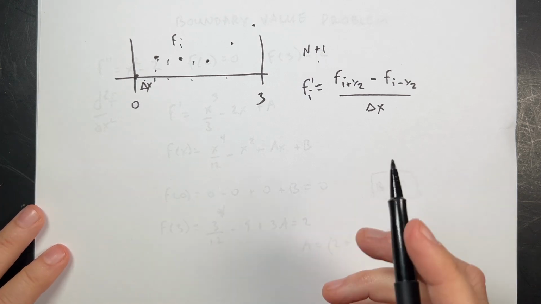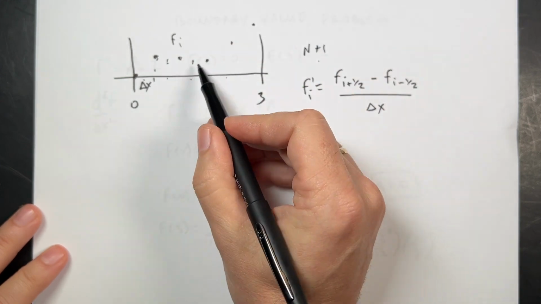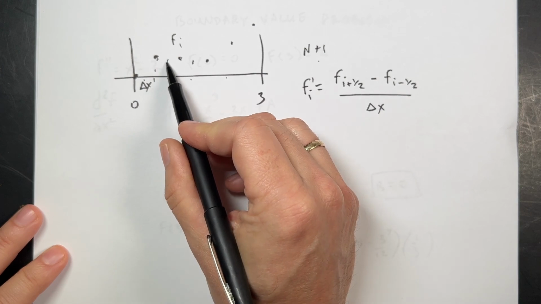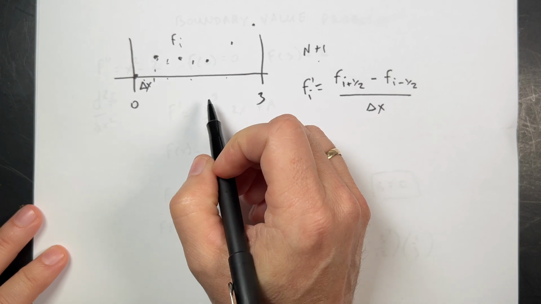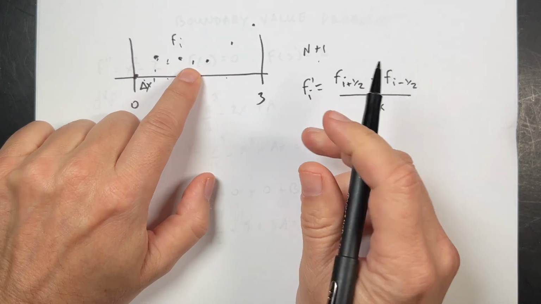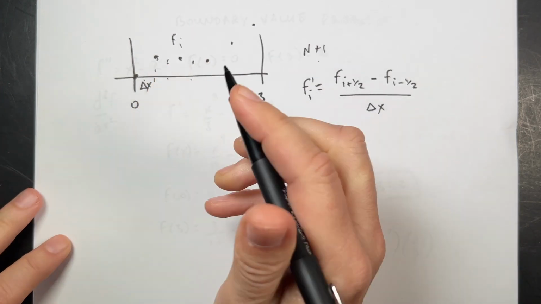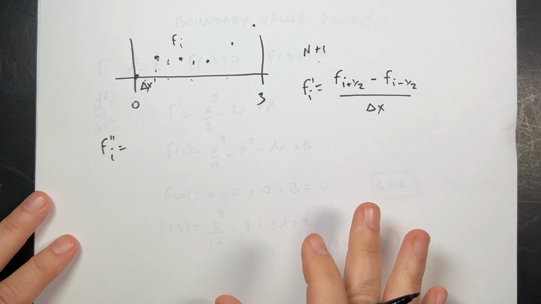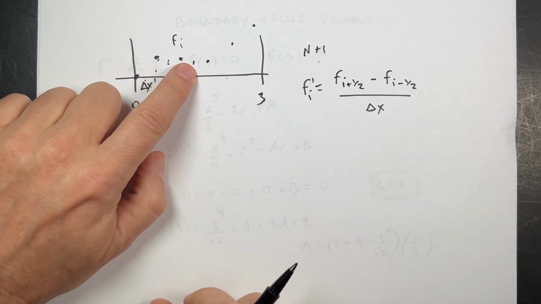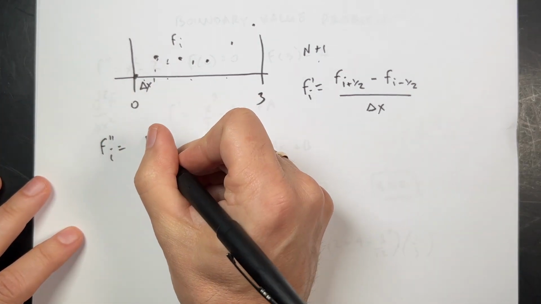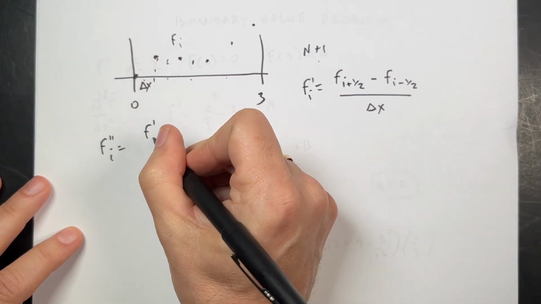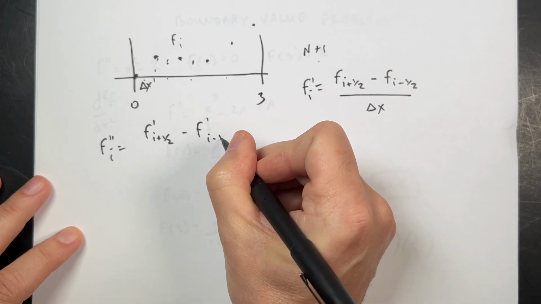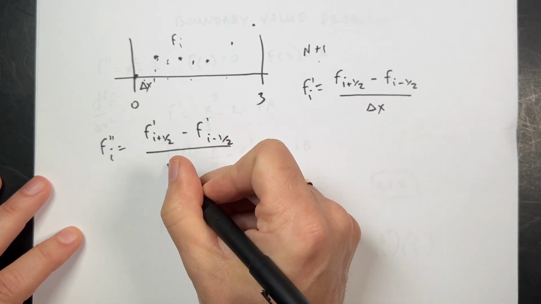But I need the second derivative. So the second derivative here is going to be the derivative at this halfway point minus the derivative at that halfway point divided by delta x. So the derivative at this halfway point, I can use these 2 points right there. So I can write the derivative f double prime at the point i, and you can also do this with the Taylor series, but I like doing it this way. It's going to be the derivative right there, which I'll just write as f prime of i plus 1/2 minus f prime of i minus 1/2 over delta x.